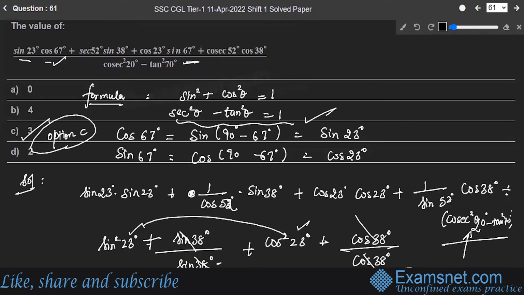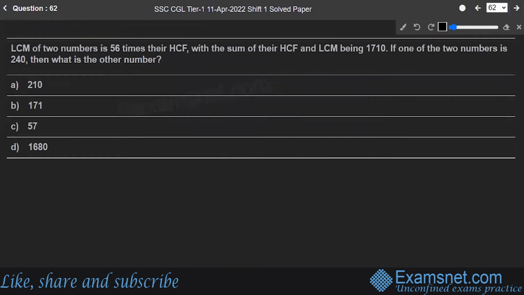Hope you are clear. Let's move to the next question, 62. LCM of two numbers is 56 times their HCF, with the sum of their HCF and LCM being 1710. If one of the two numbers is 240, then what is the other number? This is what you have to find out. So first of all, you are given that LCM is 56 times HCF, that is LCM is equal to 56 into HCF. Also, you are given that the sum of HCF and LCM is 1710. HCF plus LCM is 1710. This is given to us in the question.